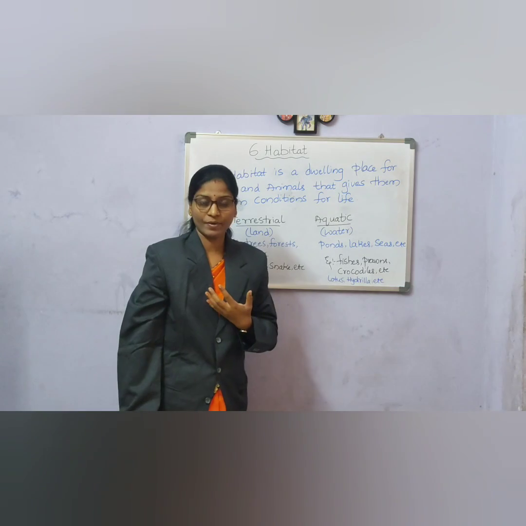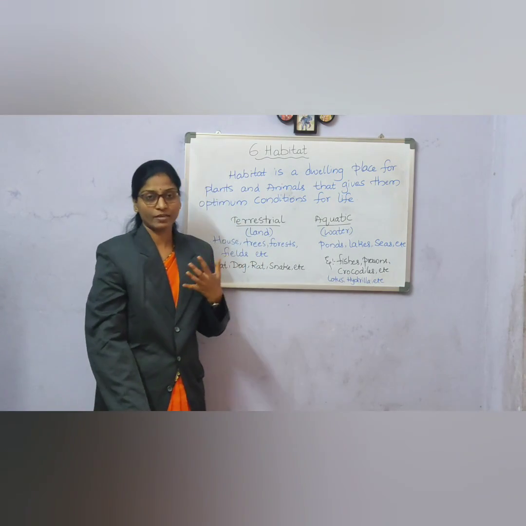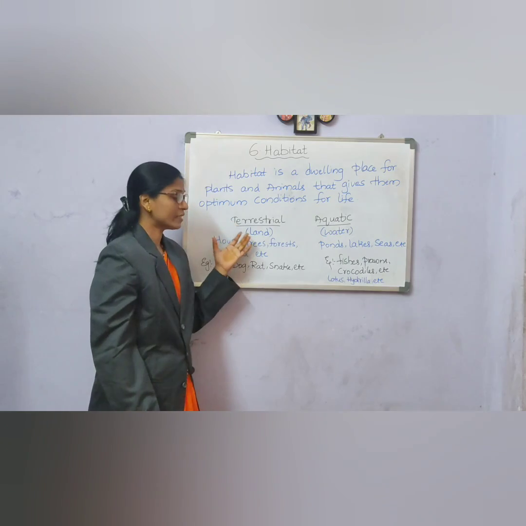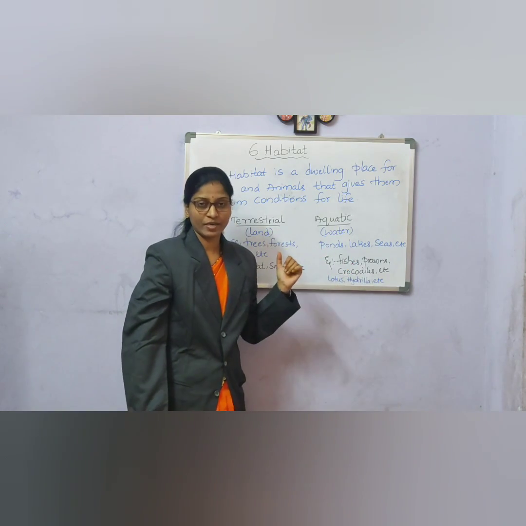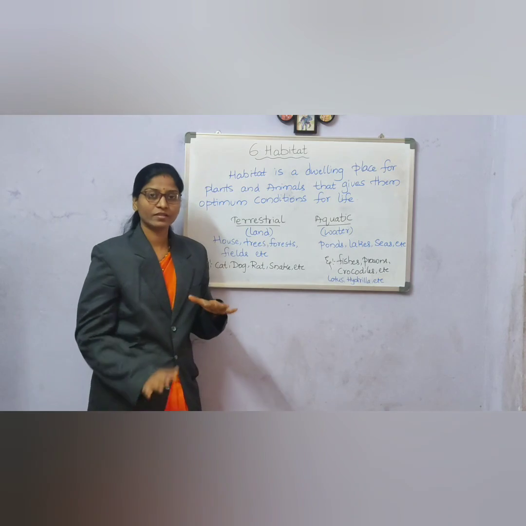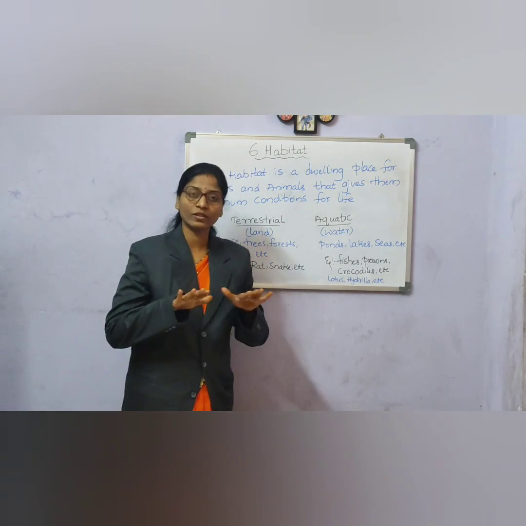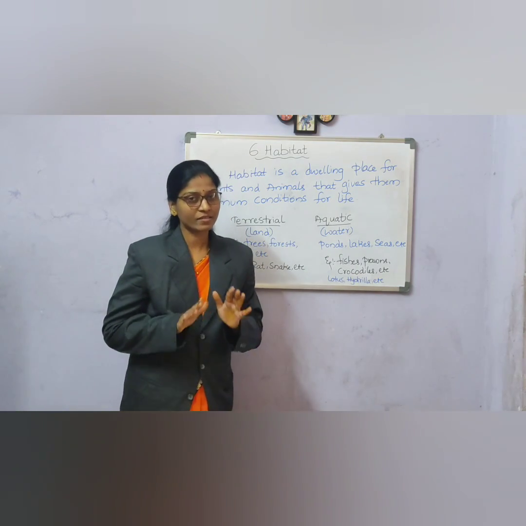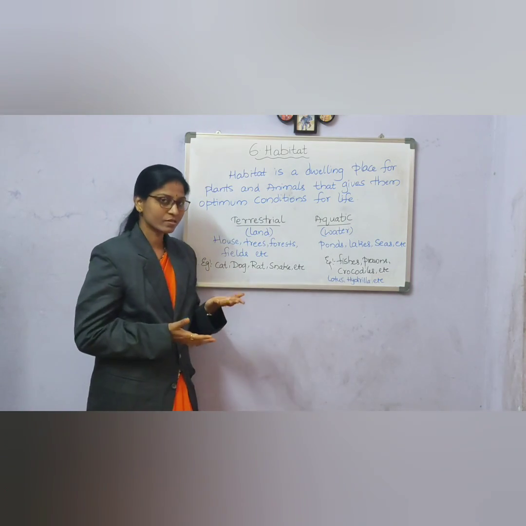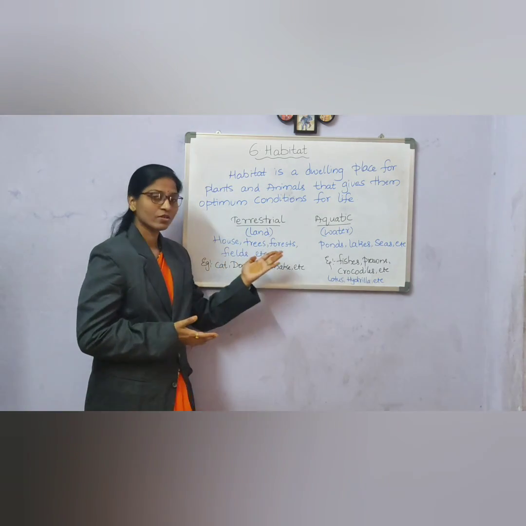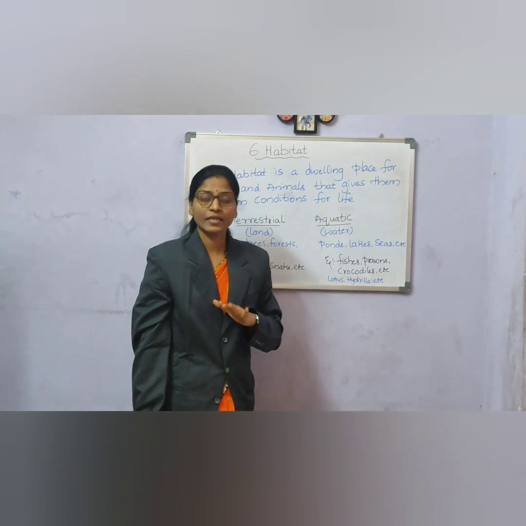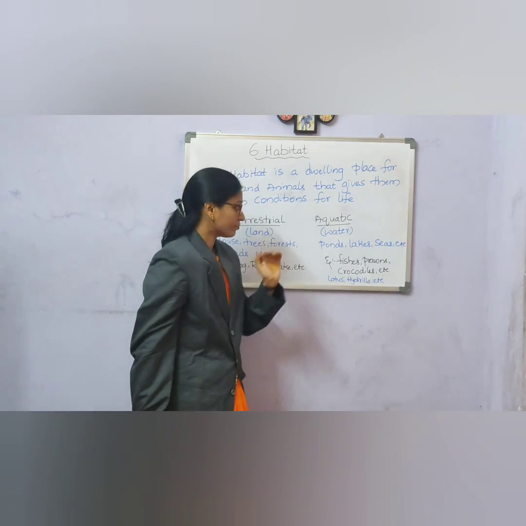So what are these habitats? Here we have two different types of habitats. We will discuss now. So we have terrestrial and aquatic habitats. What is terrestrial? See, the plants or animals living on the land are called terrestrial habitat. For example, our houses or homes, trees, forests, fields, etc. This all comes under the terrestrial habitats.